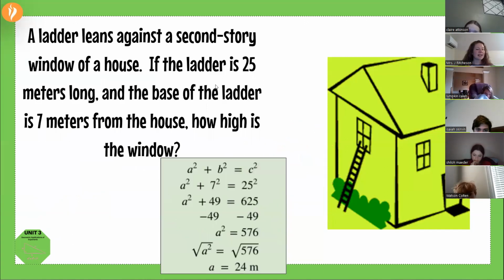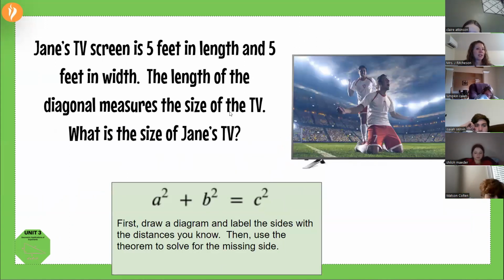So on all of these real world Pythagorean theorem problems, you are going to draw a picture. And if you're a better artist than me, then good luck to you, because I am not a good artist at all. All right, let's look at this one, everybody.